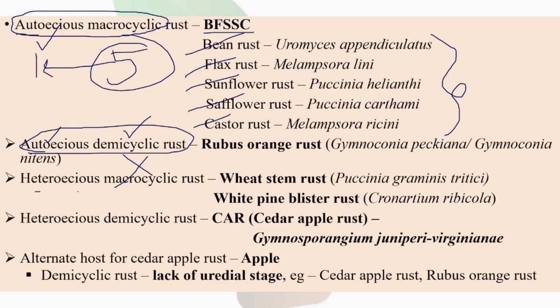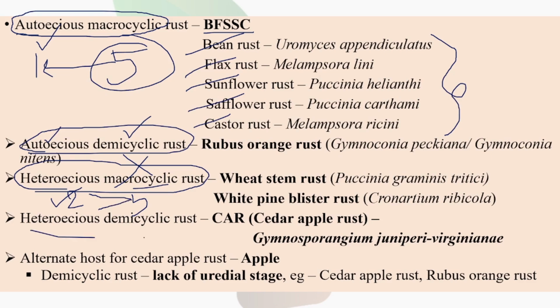Exactly, that's it. Heteroecious macrocyclic: hetero means it requires biologically two different hosts. Macrocyclic means all five spore stages are produced, but the life cycle finishes in two different, biologically unrelated hosts.